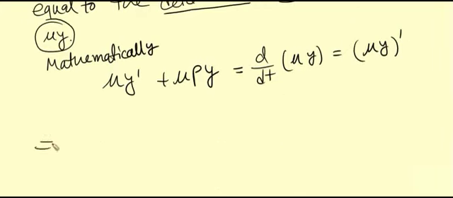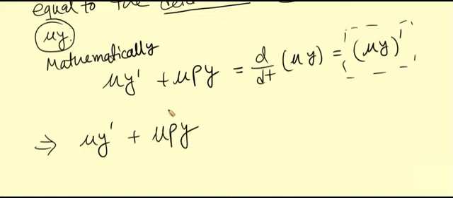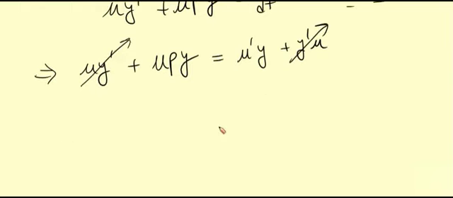And if I do that, since this is an equation, I can write down this expansion. I can expand this and then match both sides. So let's try to do that and see what happens. You have mu y prime plus mu py, and this will be equal to mu prime y plus y prime mu. This is coming from the product rule. You can see that these two terms will cancel each other out, and now you have mu prime y equals mu py.